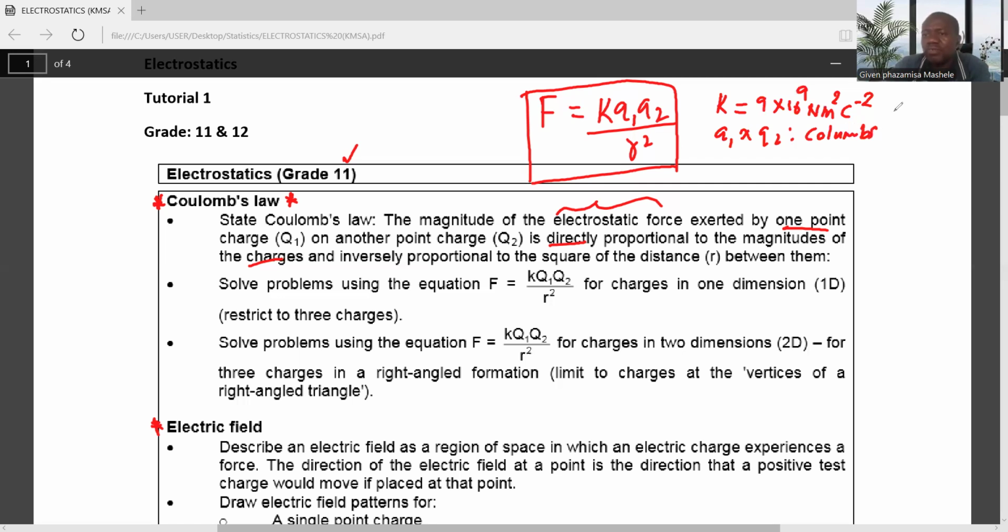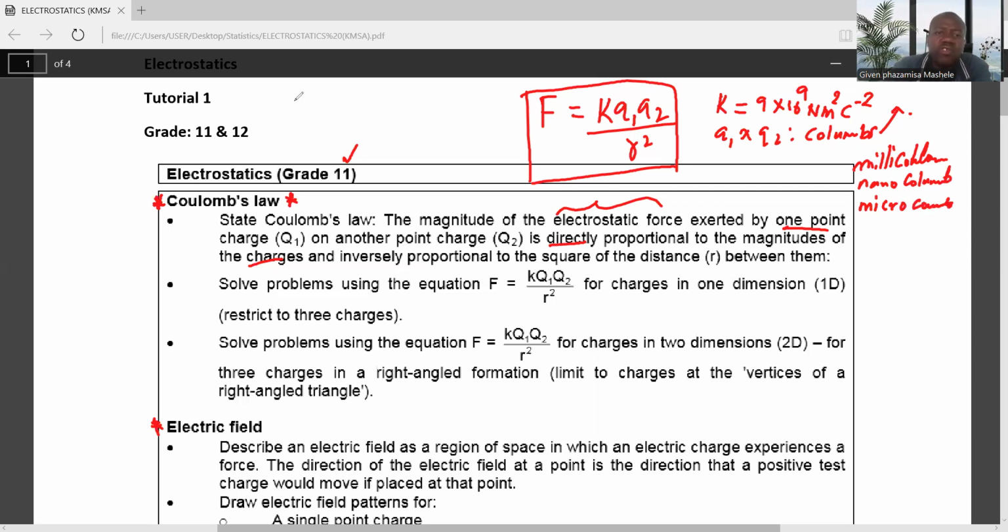And remember, in terms of the unit, we can have the microcoulomb, the millicoulomb, the nanocoulomb, and the microcoulomb.